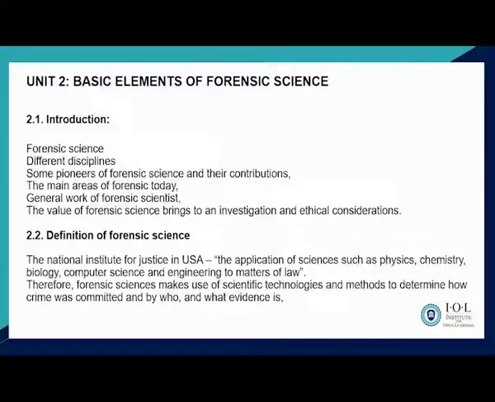According to the National Institute of Justice in the USA, forensic science is the application of sciences such as physics, chemistry, biology, computer science, and engineering to matters of law. Therefore, forensic science makes use of scientific technologies and methods to determine how a crime was committed, by whom, and what the evidence is.